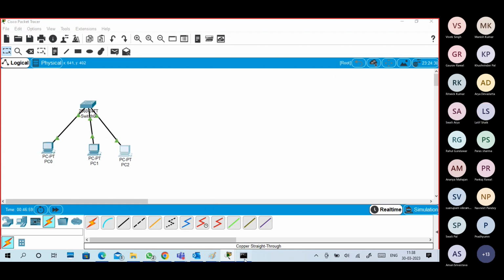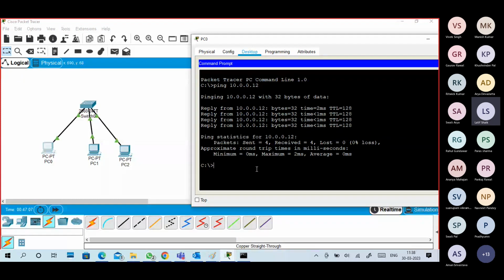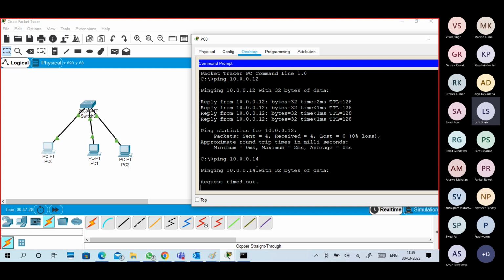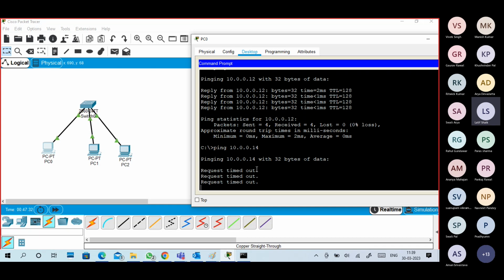For example, I'm pinging to 10.0.0.14. The 14 PC is not there. Remember 11, 12, 13: the first one is 11, second one is 12, third one is 13. The 14 PC is not there. So what I'm getting is request timed out, destination host not reachable. These kinds of errors show in Packet Tracer like that.